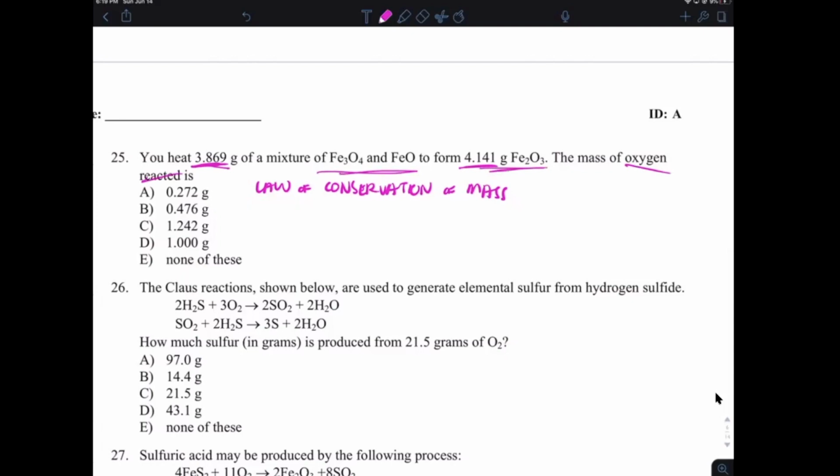So we have more mass at the end than when we begin. Where could it have come from, right? It comes from the oxygen in the atmosphere, and that's what it's asking about. So all this is asking is, what changed? 4.141 minus 3.869 is going to give us some number.